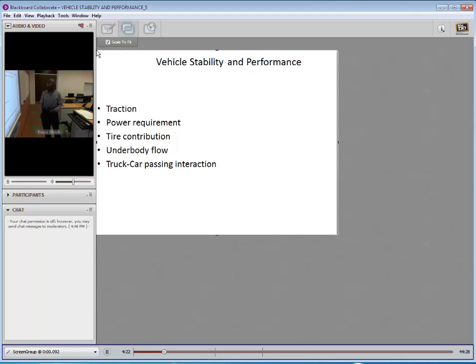And we'll look at the truck-car passing interaction. Whenever we're on the highway, there's always the overtaking, the car overtaking the truck. There are some aerodynamic interactions that take place during that process. We'll look at that and try to give it a broader and a more detailed view.